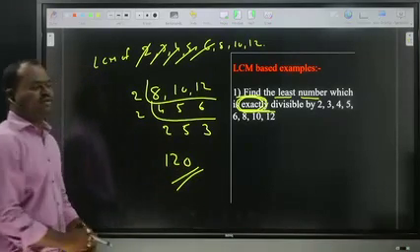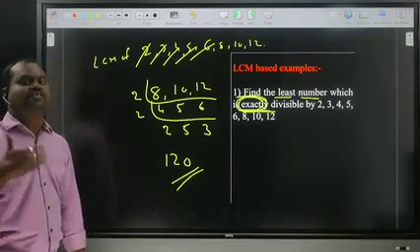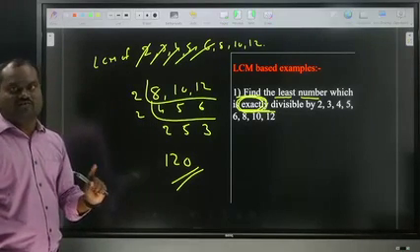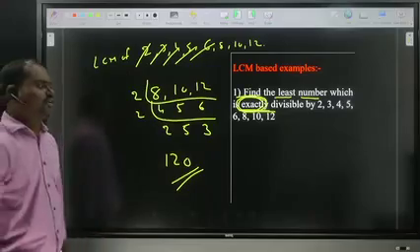Our answer is 120. Least number that should be exactly divisible: just find the LCM. That's the answer. Okay? Right. Next one.